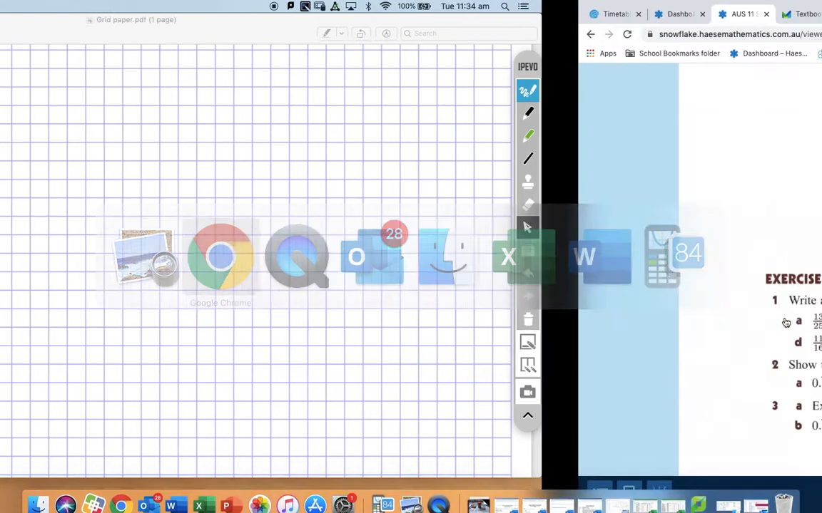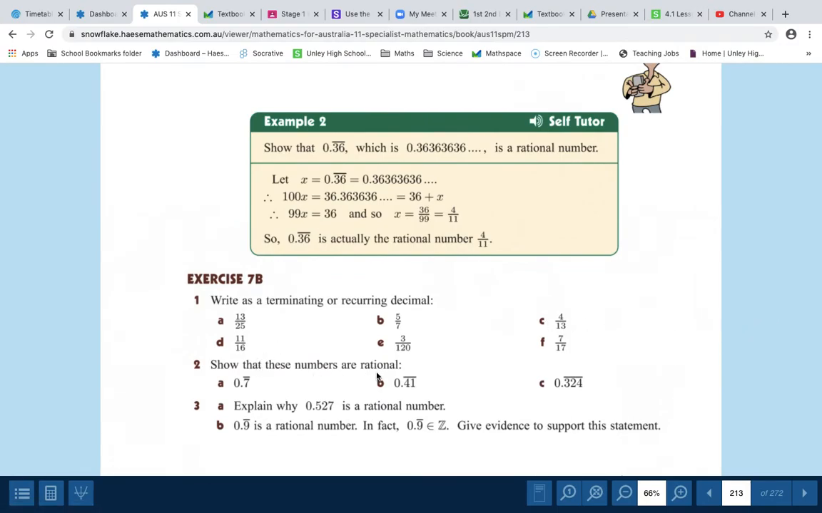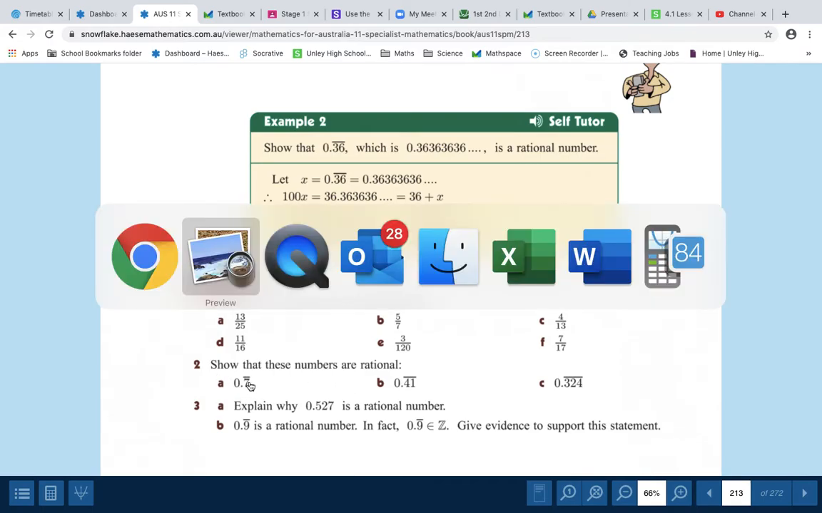The next question: show that these numbers are rational. When are they starting? I might start. No, we'll start with the easy one. 7 ninths. 0.7 recurring. Okay.